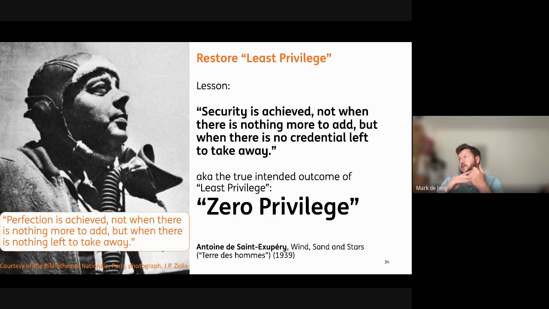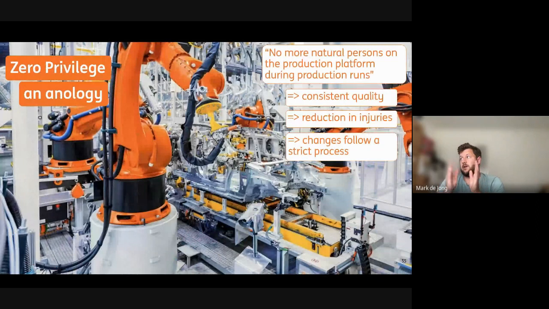Least privilege. Zero privilege is actually not very special. It's not new. Manufacturing industries are doing it today already. There are no natural persons in the process line for building any of these products. And if you want to change something, it is always done via a really strict process that needs to adhere to anything. But how can we apply this to an IT platform?